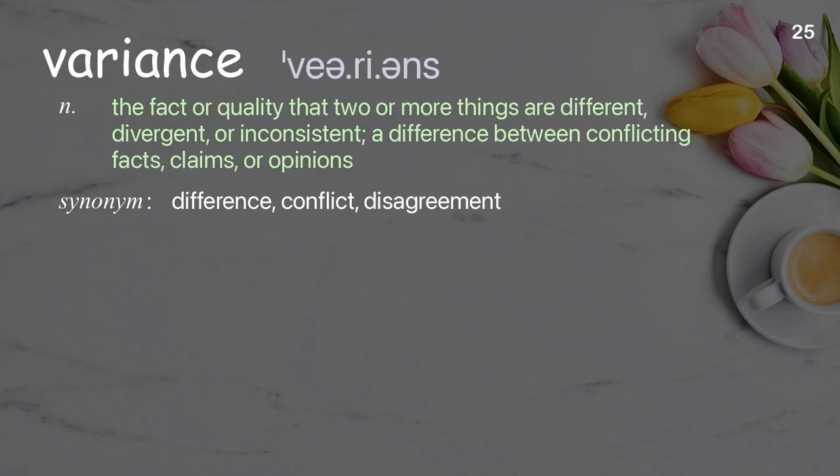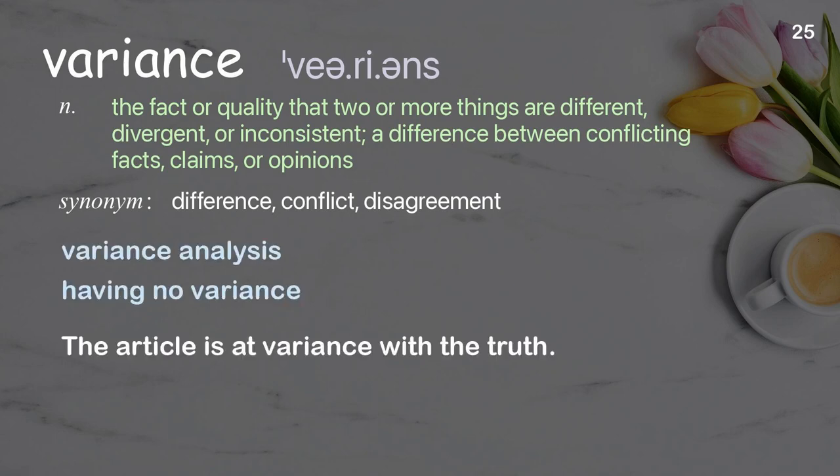Variance. The fact or quality that two or more things are different, divergent, or inconsistent, a difference between conflicting facts, claims, or opinions. Examples: Variance analysis. Having no variance. The article is at variance with the truth.